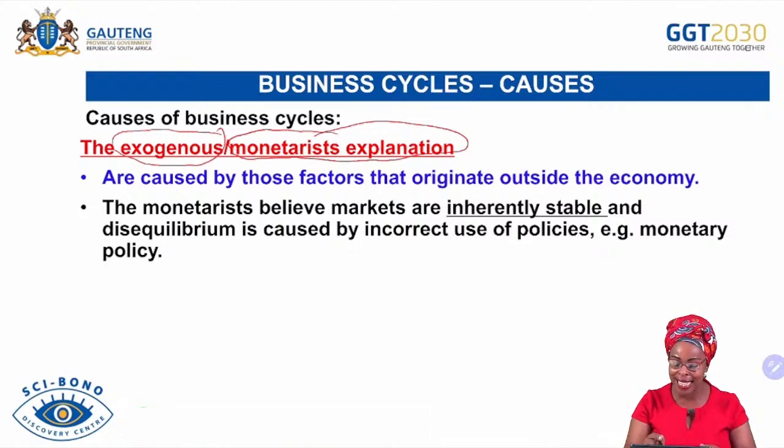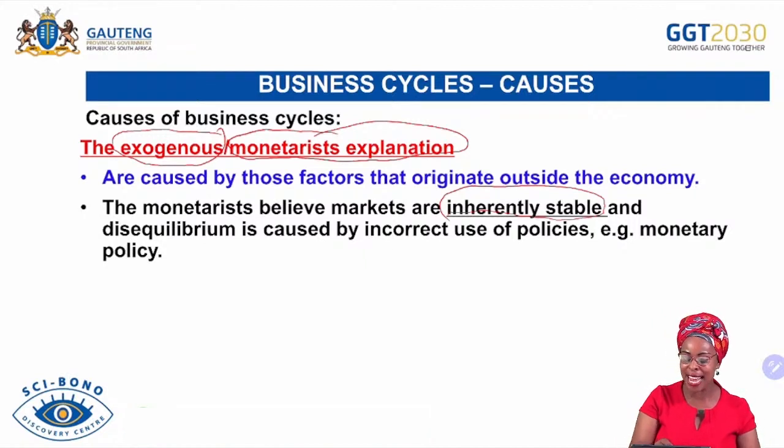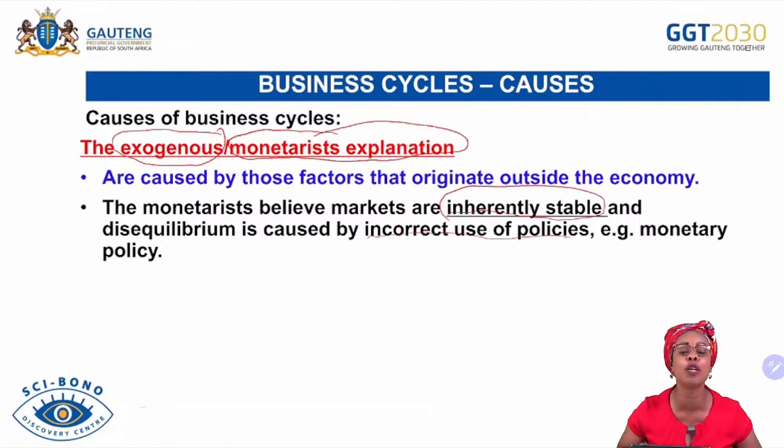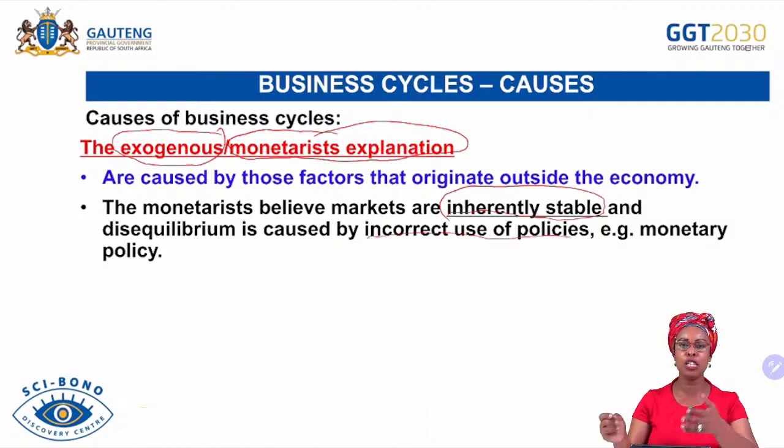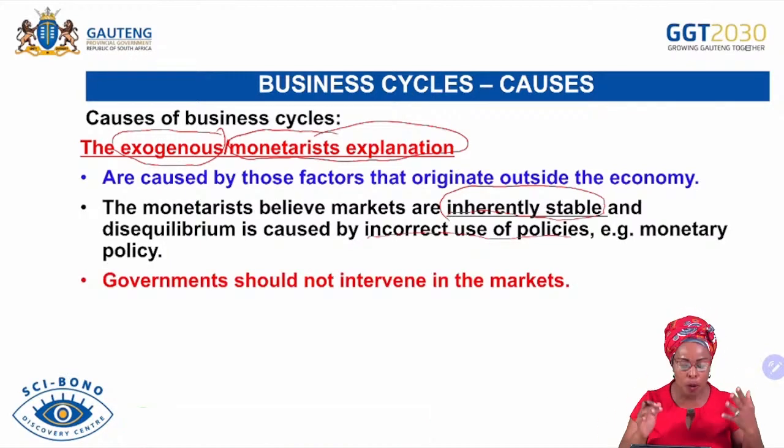They believe that markets are inherently stable, and the disequilibrium which are found are caused by incorrect government policies, such as monetary policy. That's what they believe. They also believe that government should not intervene in the economy.